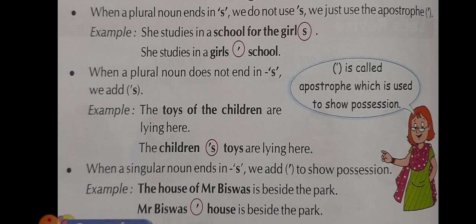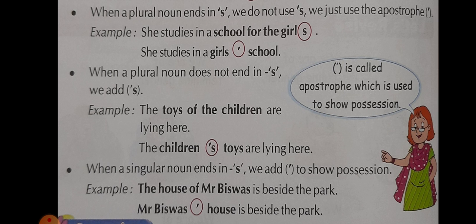So, you have seen there is already S in the last. That's why it is which noun? Plural noun. The word girls is a plural noun, and that's why we need not put apostrophe S. We will put only an apostrophe at the end of girls.